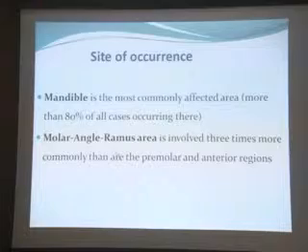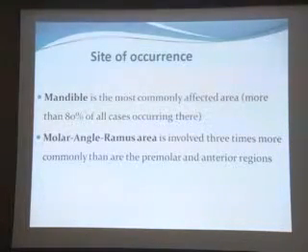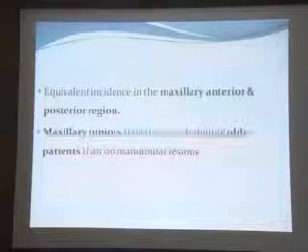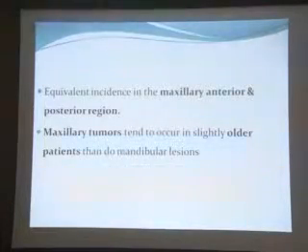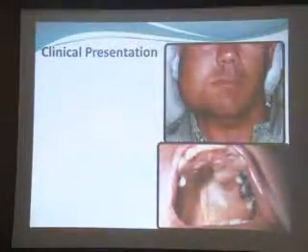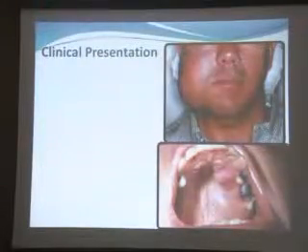The posterior area, that is the molar, angle or ramus area, is involved 3 times more commonly than the premolar and anterior regions. If it is in the maxilla, then the maxillary anterior and posterior have more or less the same prevalence. It is said that maxillary tumors tend to occur in slightly older patients than mandibular ones. Now let's see how the patient presents with the clinical signs and symptoms.